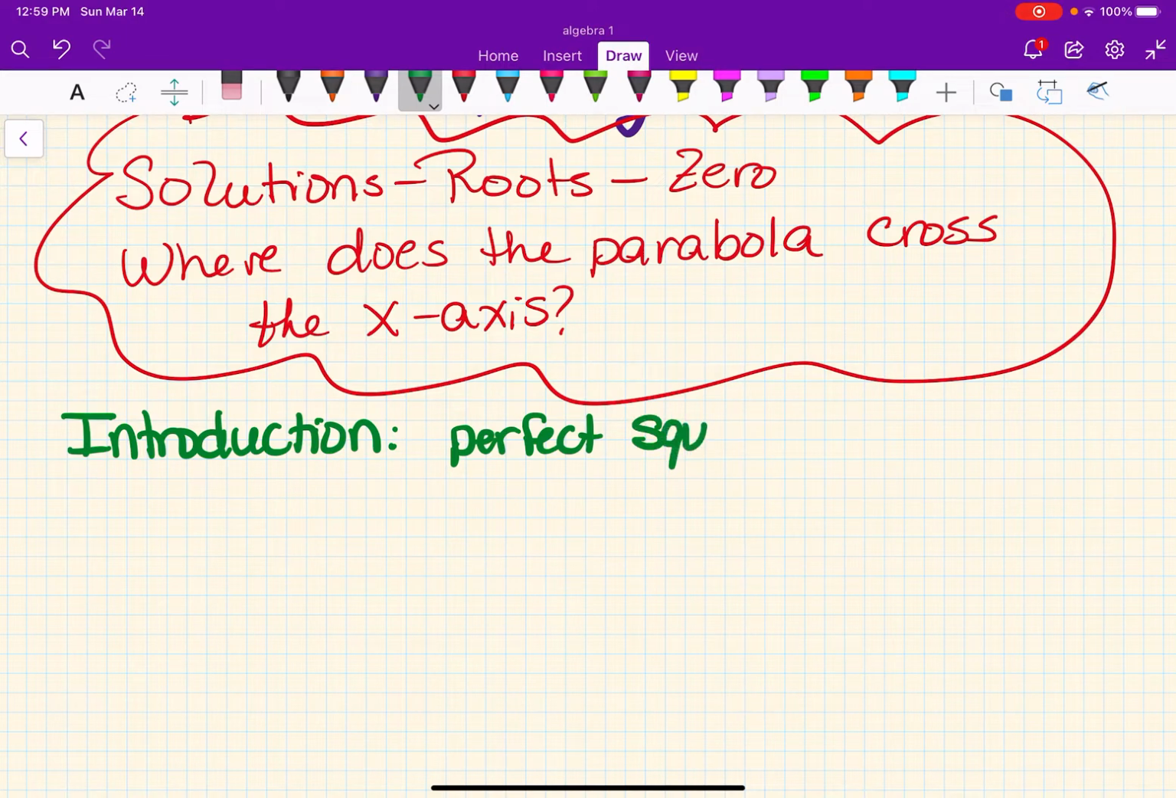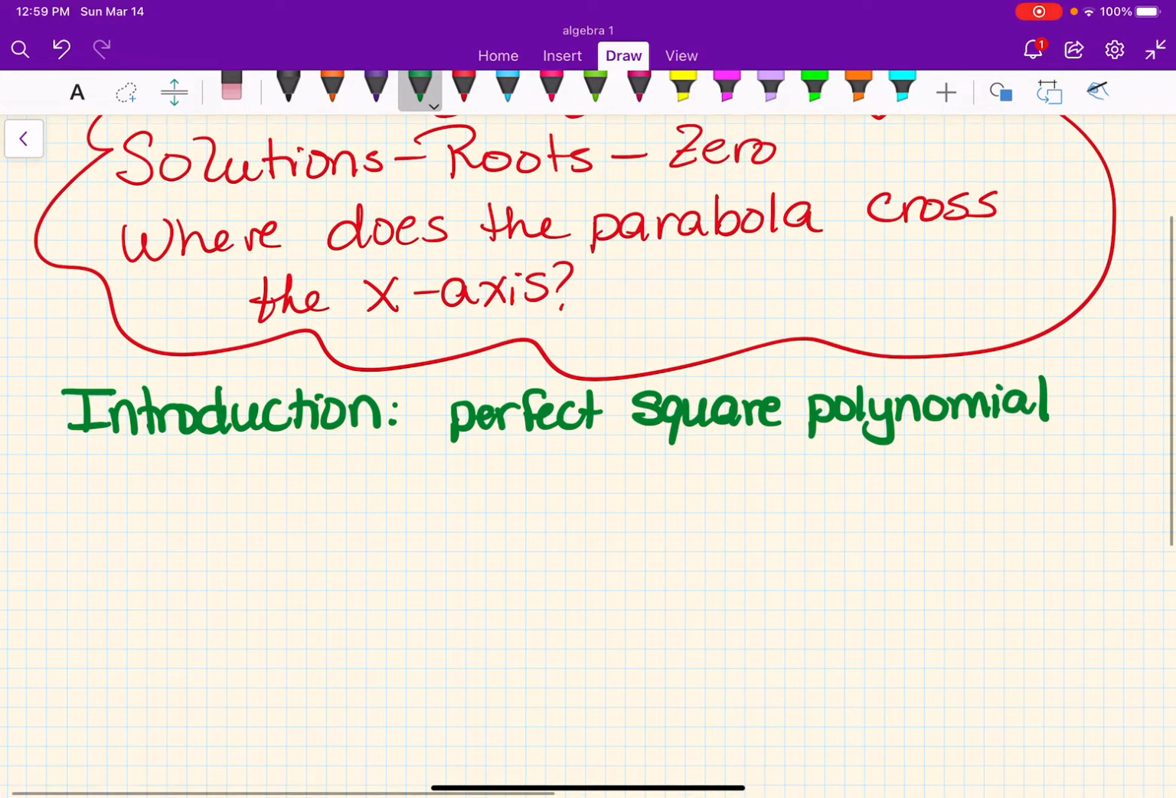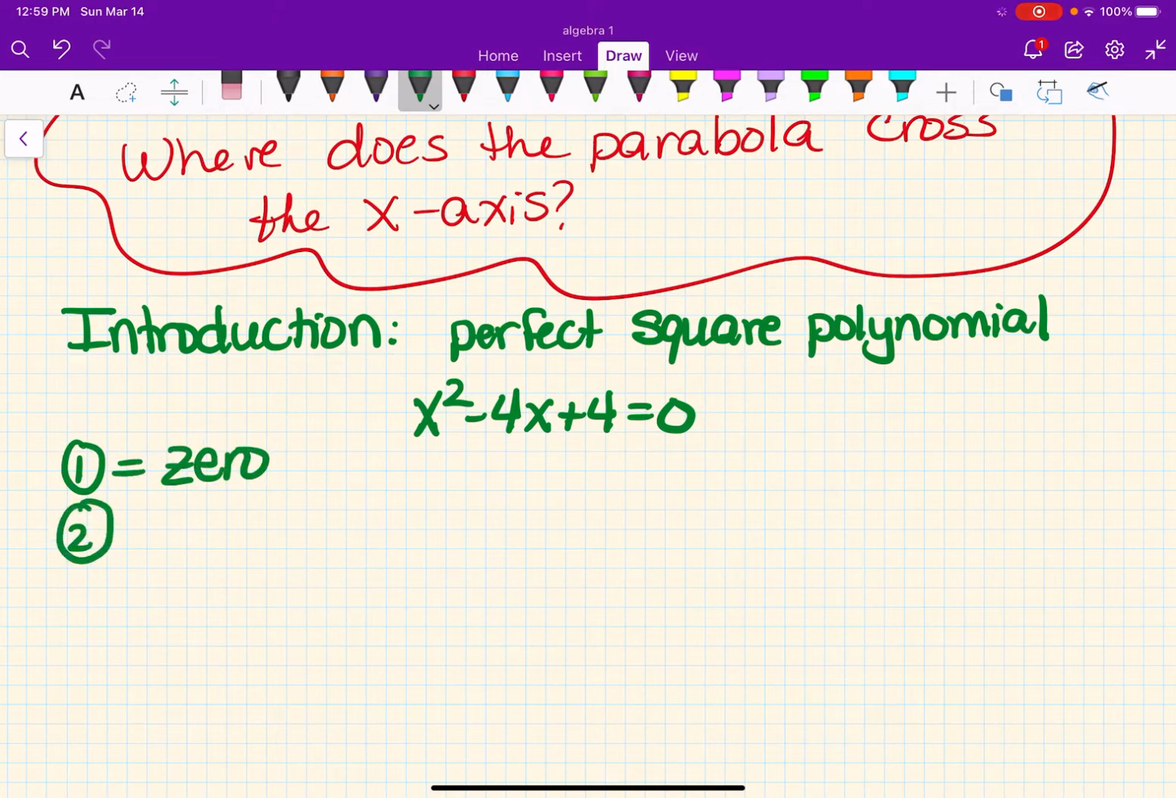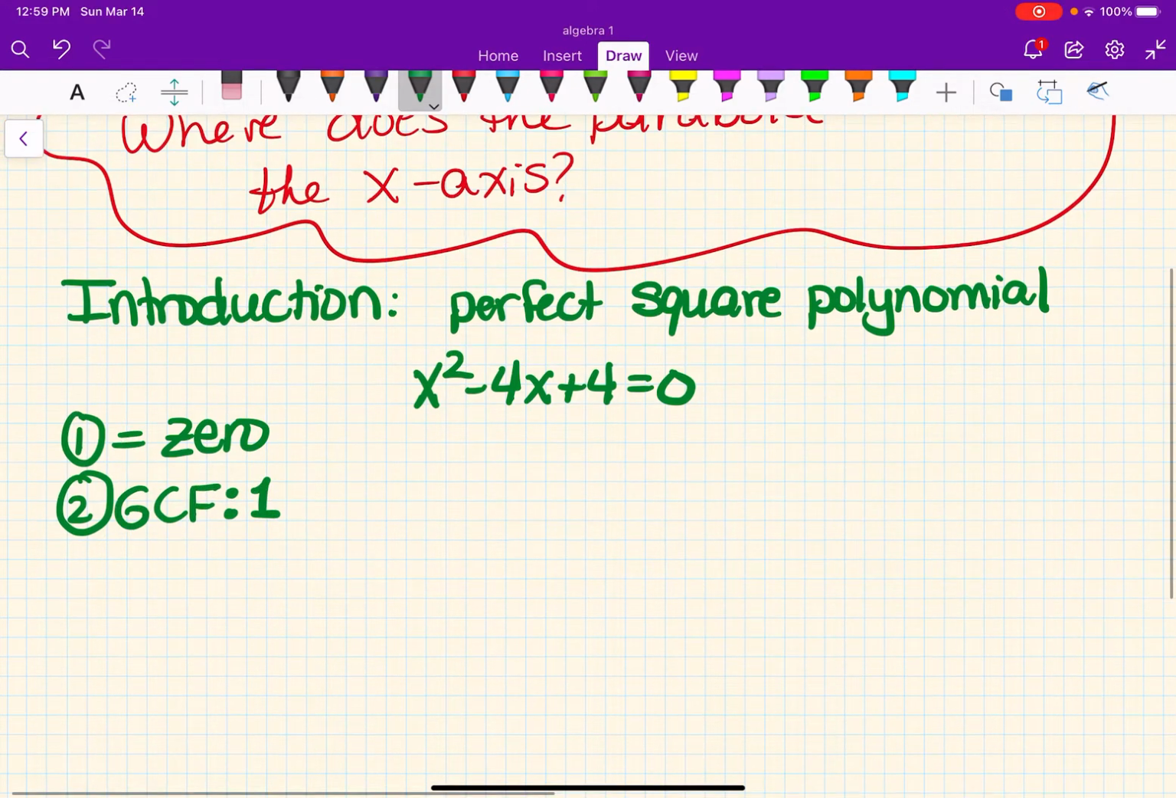All right, so the first thing, we're going to talk about a perfect square polynomial. Okay, perfect square polynomial. This is a perfect square polynomial, and I'll show you why. This is a special polynomial that we've done before, so let's factor it. Let's start with it has to equal 0, which it is, so we're good. Next, GCF. In this case, the GCF is 1, so we don't have to do anything.